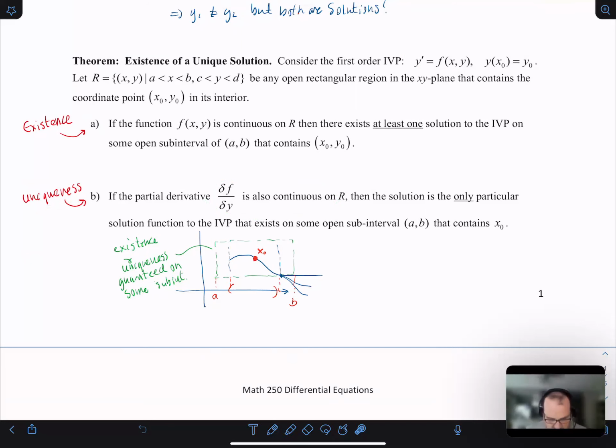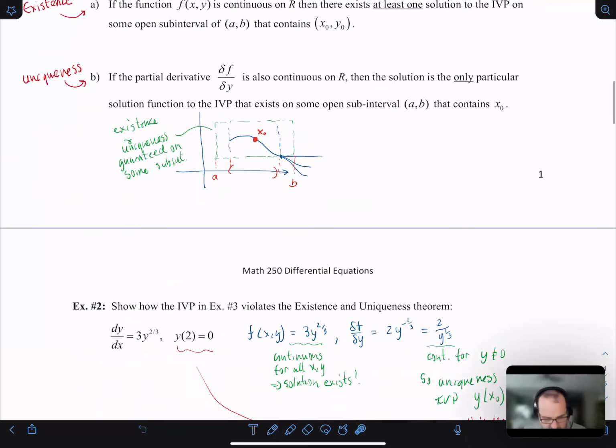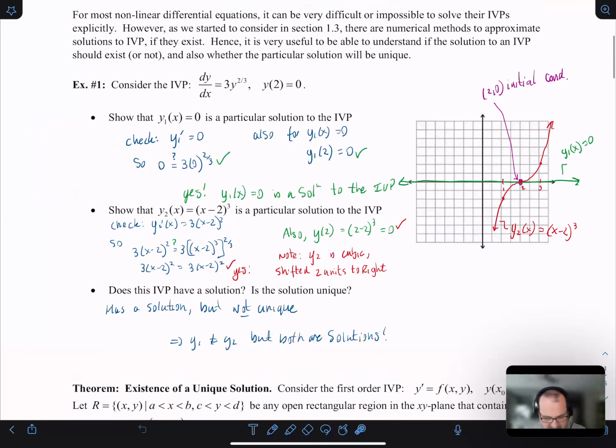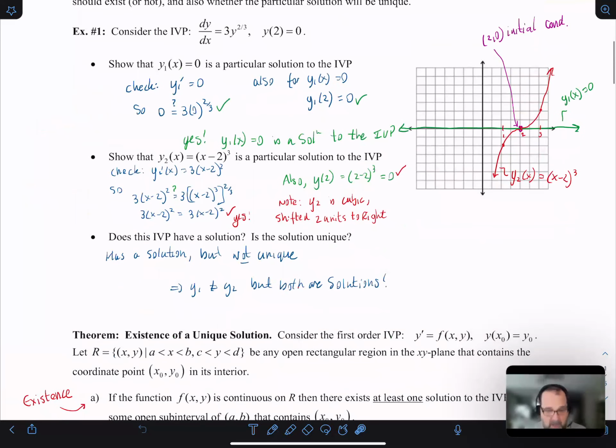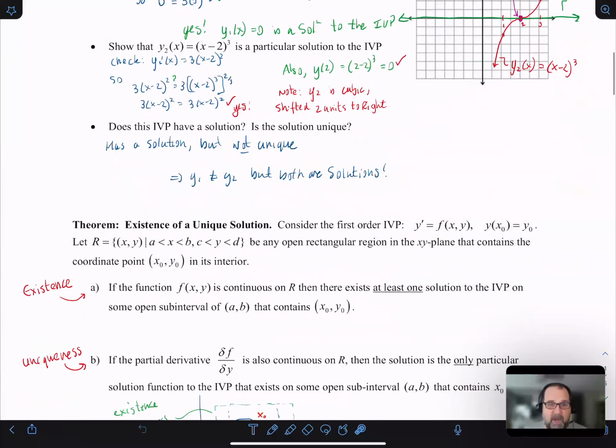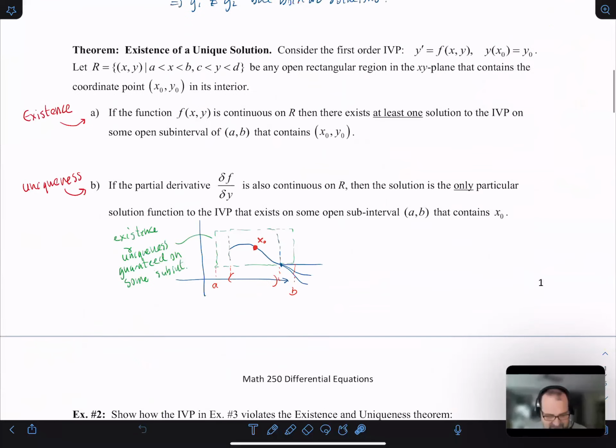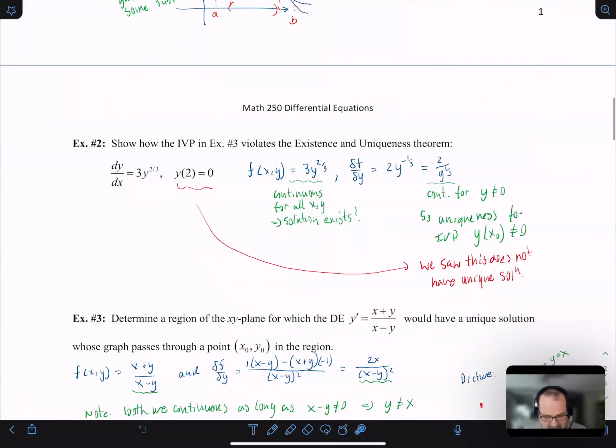So let's take a quick look at this example we were working on. We worked on this simple example and actually found that we did have solutions. We had two of them. So we have two solutions to this initial value problem. Hence, we have existence, but not uniqueness. So let's see what that looks like. Apparently, this example we have up here must violate this existence and uniqueness theorem because it is not showing us uniqueness.